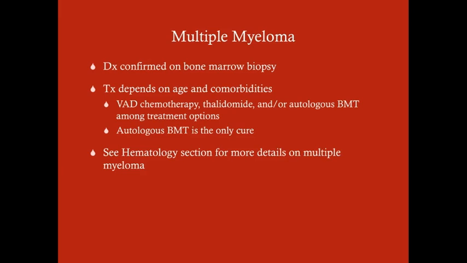So multiple myeloma, the diagnosis would be confirmed on bone marrow biopsy. The treatment is going to depend on age and comorbidities. Usually healthier patients under the age of 70, we can do bone marrow transplant and chemotherapy. Older patients will usually just do chemotherapy to make them more comfortable. Autologous bone marrow therapy is the only cure. So again, for more details on this, you can see the hematology section. I'm not going to belabor this just for this talk.